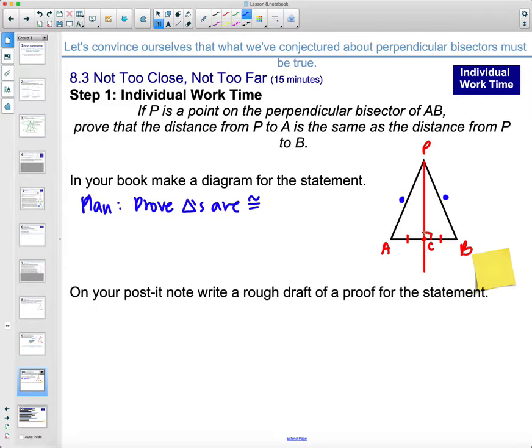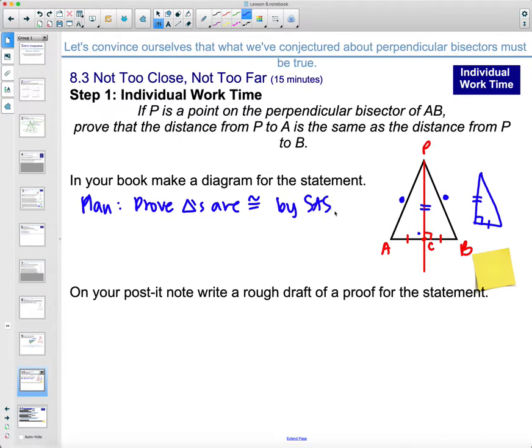Okay, and maybe you're noticing that you're going to do that through side angle side. Because you're saying, all right, this is a 90-degree angle, so this is probably a 90-degree angle. And I see PC is in both triangles. So I'm noticing that each triangle has this marked as a 90-degree angle, and this side. So you need to prove the triangles are congruent by side angle side.